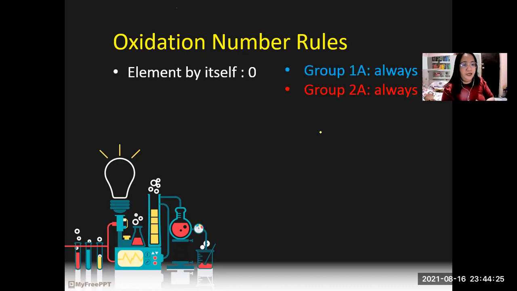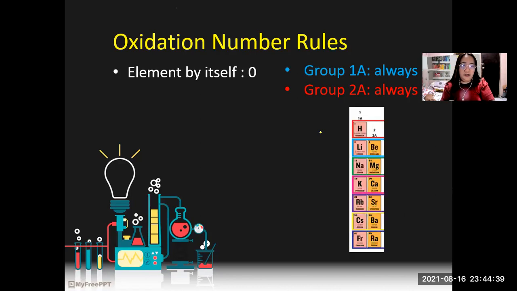Now for group 1A and group 2A. Group 1A and 2A are both metals you see in the periodic table. Group 1A always has positive 1 and group 2A always has negative 1. If you want to know the different elements, here they are. That's 1A and we have 2A. These are the metals. Except, of course, for hydrogen.